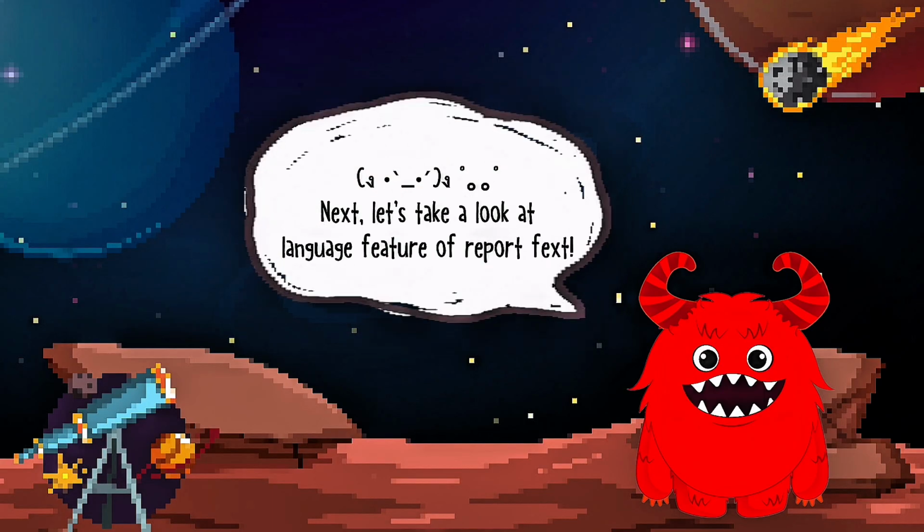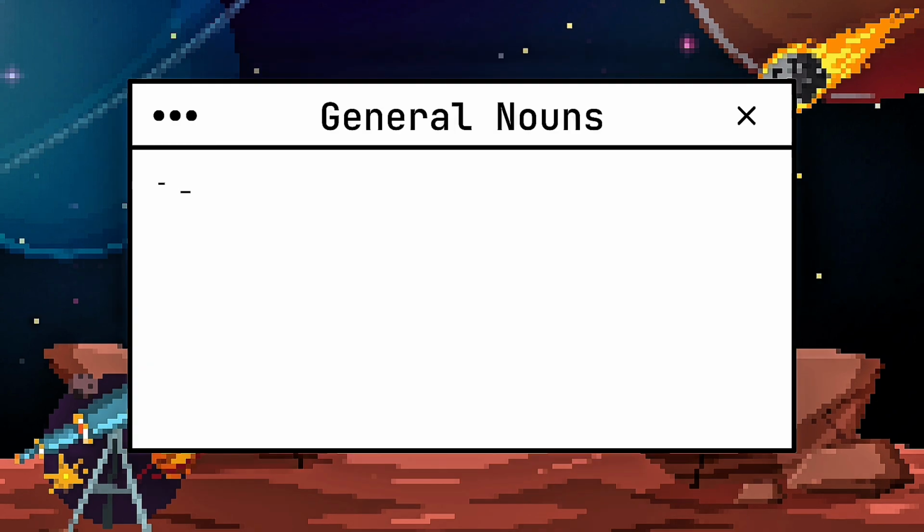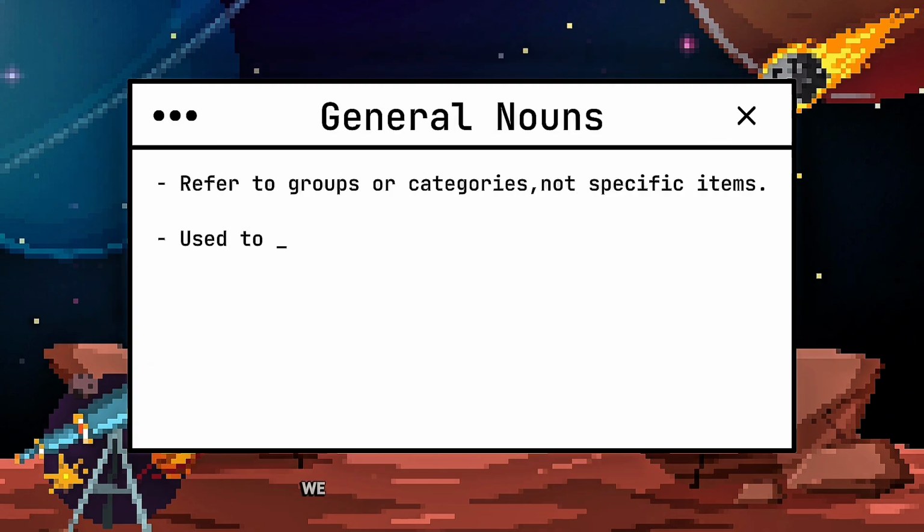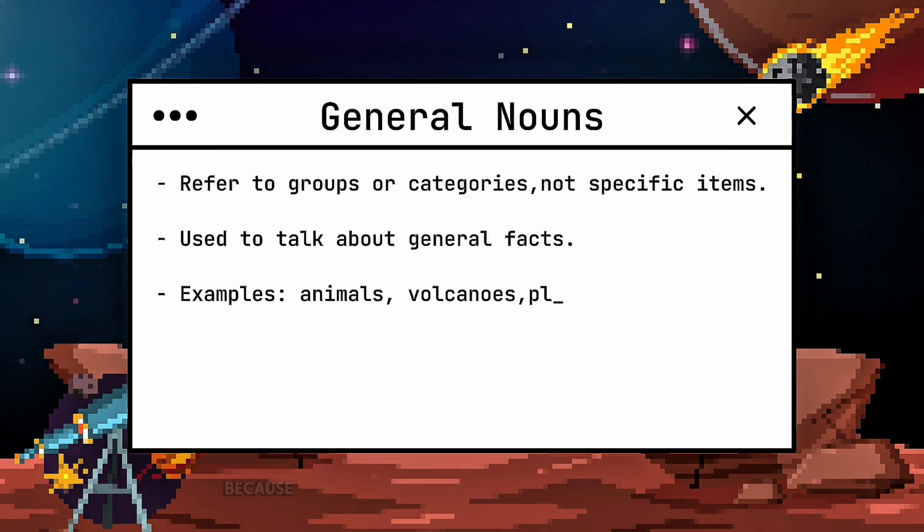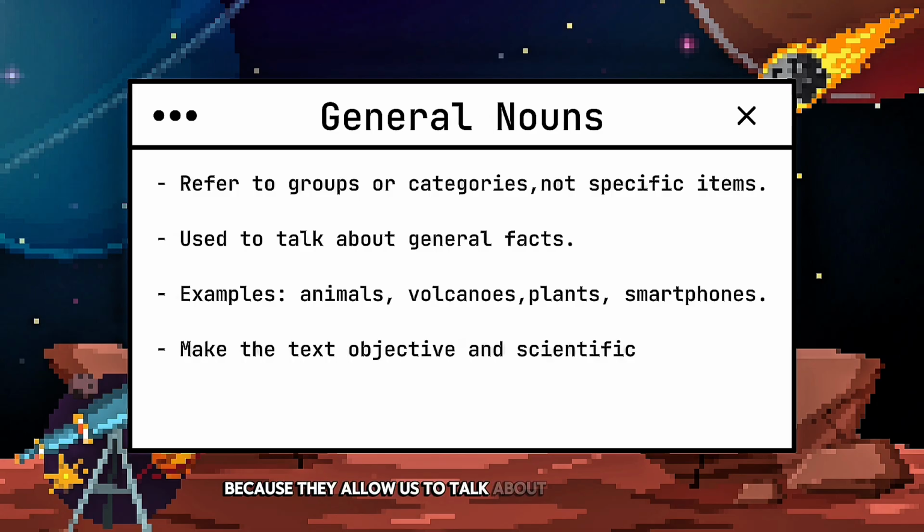Next, let's look at the language features of report texts. 1. General nouns. We use general nouns in report texts because they allow us to talk about things in a broad and general way. General nouns refer to an entire group, class, or category rather than one specific example. For instance, the word animals includes all kinds of animals, and the word volcanoes refers to every volcano in the world. When we say plants need sunlight, the statement applies to most plants in general, not to one particular plant.